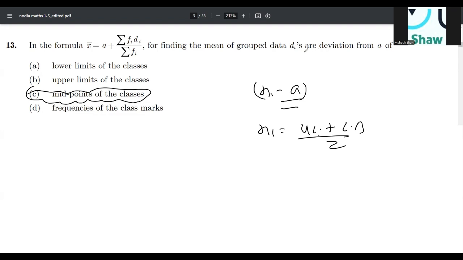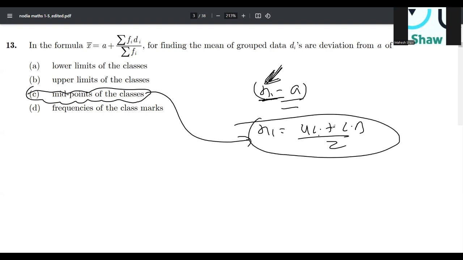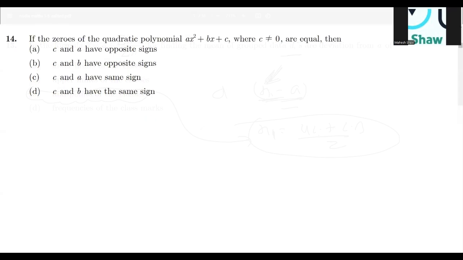We cannot figure out what the question is here. For finding the mean of the data, these are deviation from A. Acha, deviation, right. Deviation is what? Deviation from xi, and xi is what? That's correct. So the question is correct here. These are deviation, and deviation from what? Xi minus A, right? So deviation from A. So xi clearly is the midpoint.